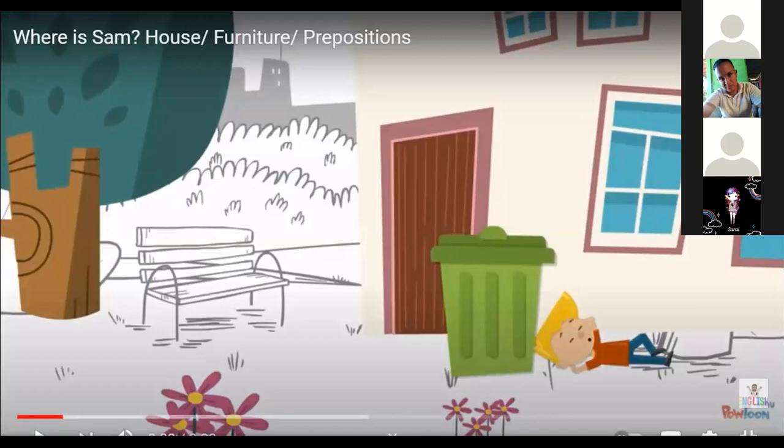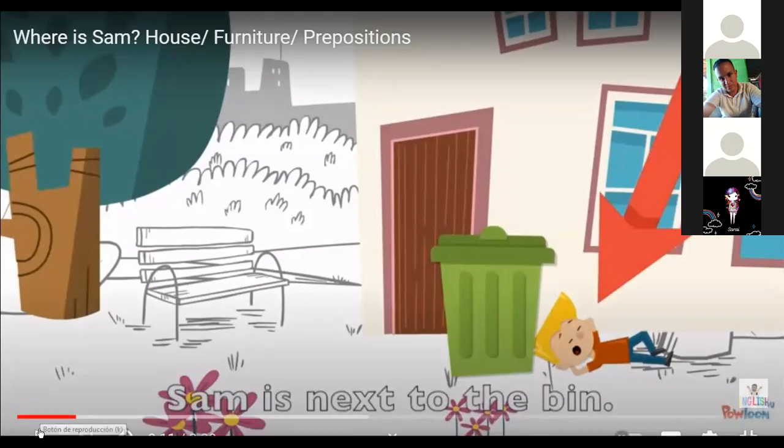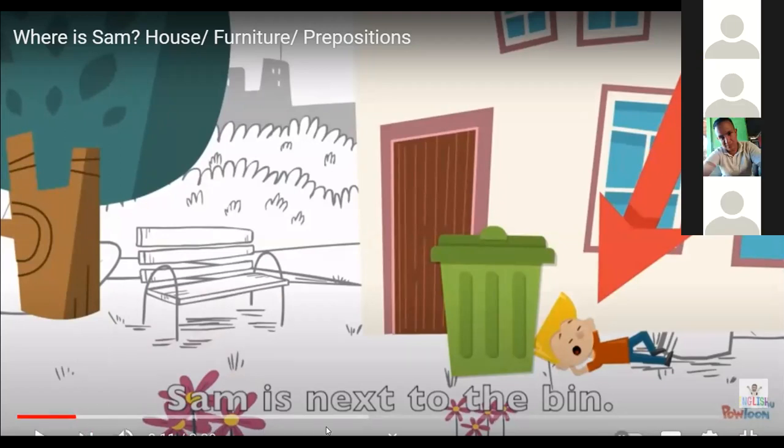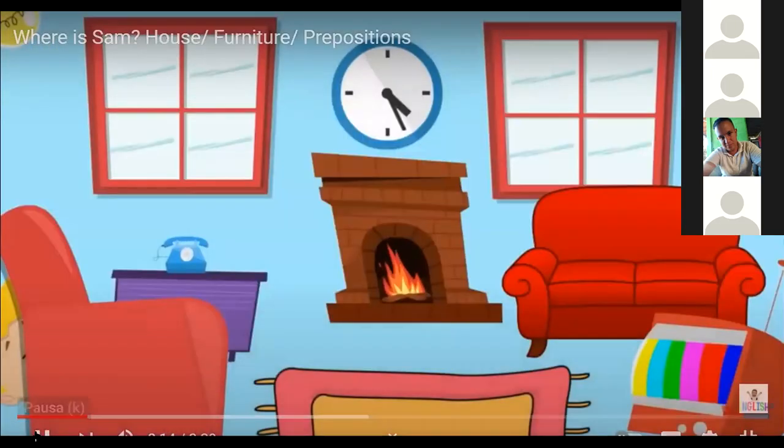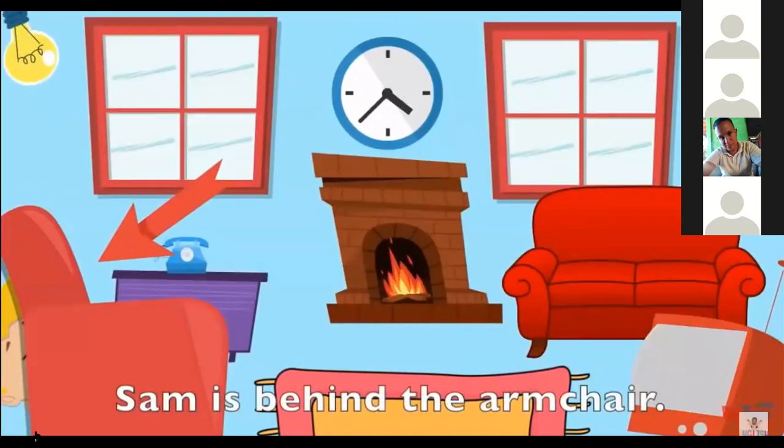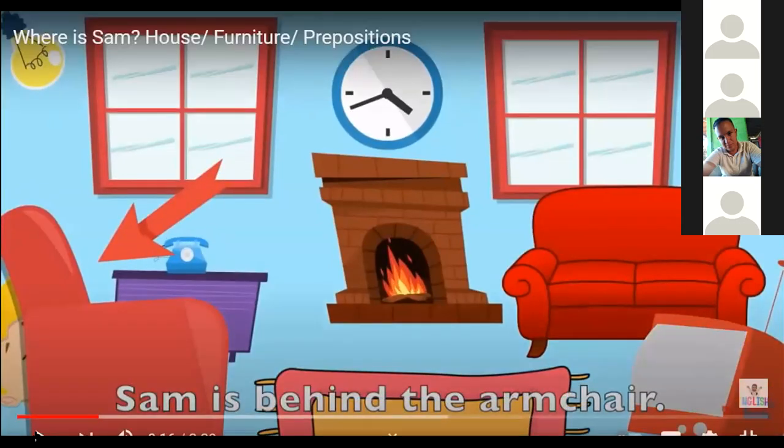Okay, where is Sam? Where is Sam? Look. Where is Sam? Sam. He's next to the bin. The bin. This is a bin. You see? Sam is next to the bin. Okay. Where is Sam? Where is Sam?